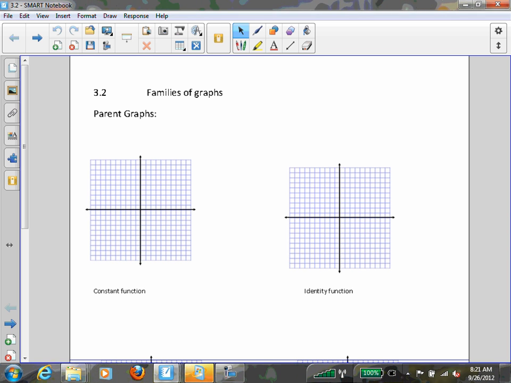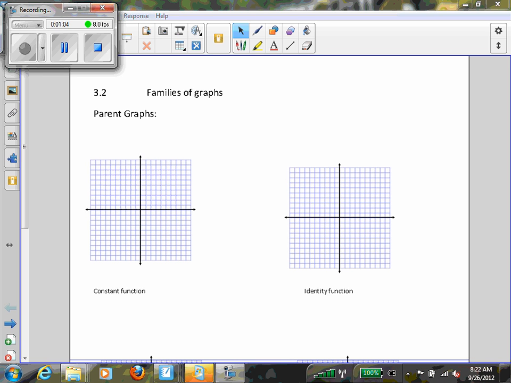All right, here we go. Parent graphs. That's why, to some extent, it's almost better if you just consistently print these out. I mean, well, hold on.